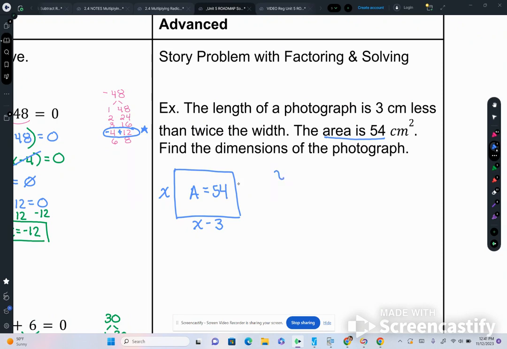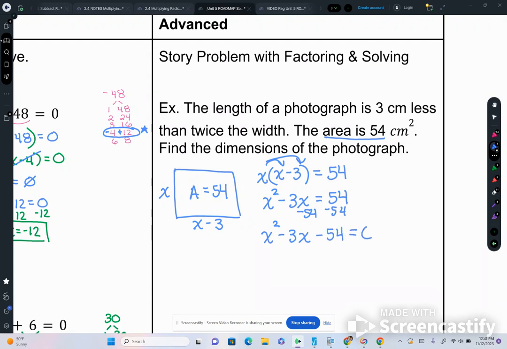So if I do the length times the width, and I set it equal to the area, I now will have a quadratic. So we have x squared minus 3x, if I do distributive property, equals 54. And I want it set equal to 0, so I'm going to subtract my 54 over so that I can get an equation that looks like our normal quadratic. So x squared minus 3x minus 54 is equal to 0.